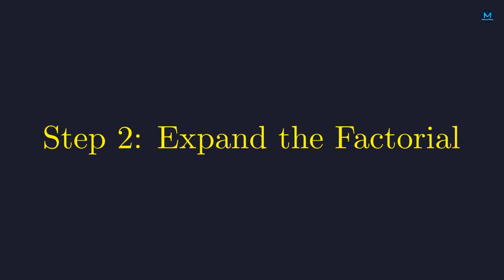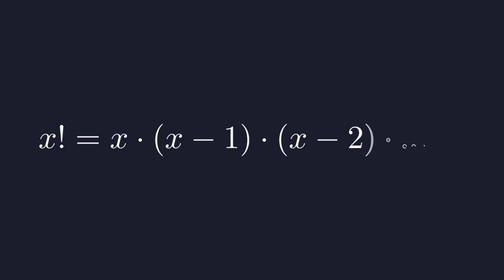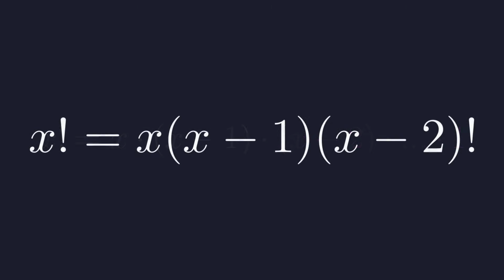Now, let's think about the left side. We need to connect the factorial to this polynomial structure we just found. By definition, x factorial means we multiply x times x minus 1 times x minus 2, all the way down to 1. Everything from x minus 2 down to 1 is just x minus 2 factorial. So we can write x factorial as x times x minus 1 times x minus 2 factorial. This is going to be the key.